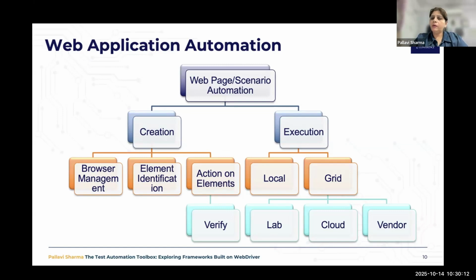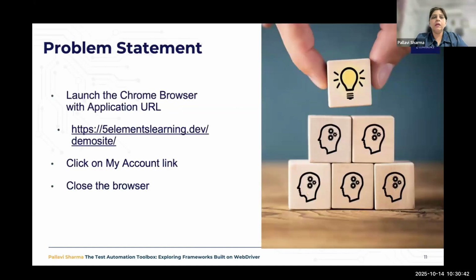And then we come to the execution part. The execution could be local, that is within your environment, or you can use Selenium Grid, which basically allows you to run your test in parallel. The grid could be created in your own lab, or you can run it on cloud, again with your own setup, or you can basically take help from different vendors like Sauce Labs, like BrowserStack, like TestingBot. There are various vendors available out there.